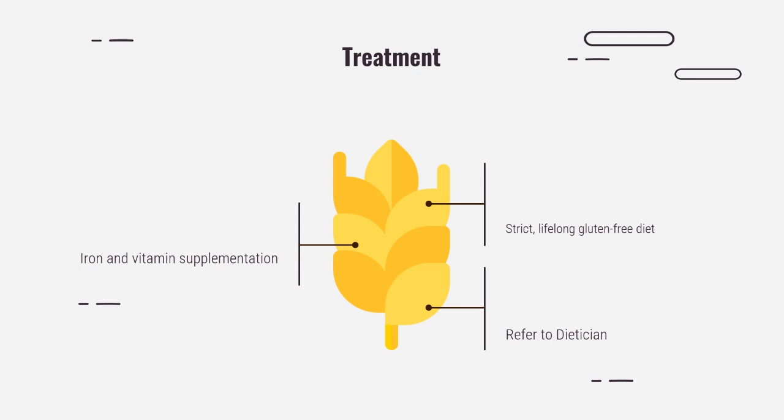Recommended foods would include rice, corn, potatoes, and soybeans. In addition to the diet, patients have to get some iron and vitamin supplementation if they have any deficiencies of them, as well as referral to a dietitian to give them a detailed plan of the diet, as it's the main component of the treatment.